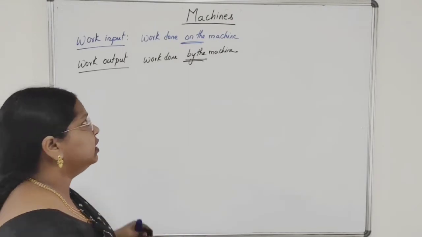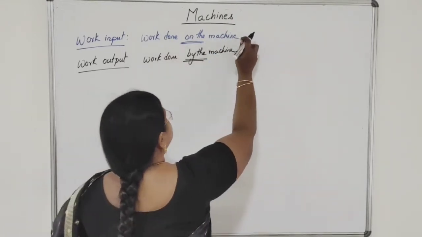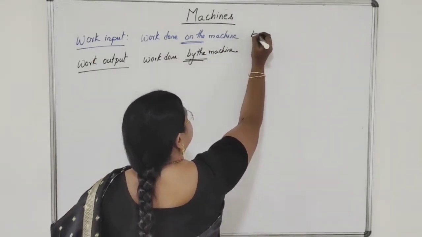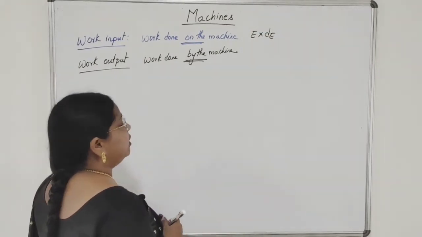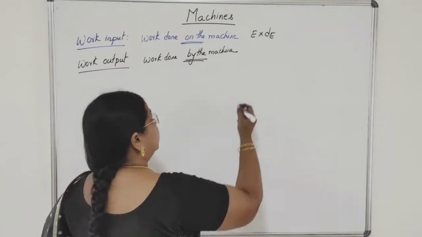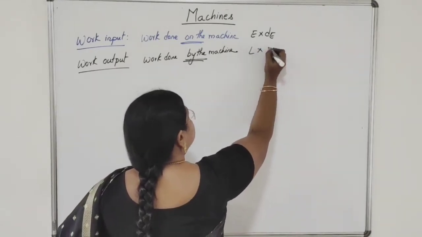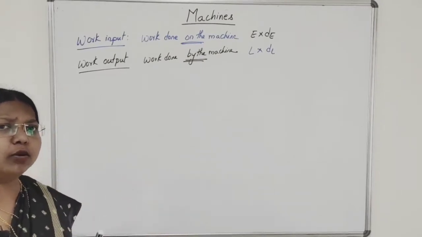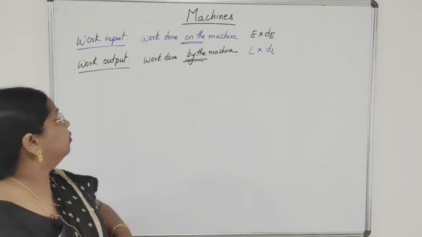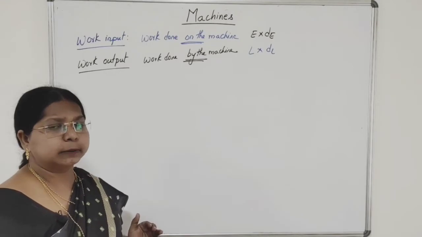So we have the formulas also. Work done on the machine, your work input, is equal to effort into displacement of effort. And work done by the machine, your work output, is equal to load into displacement of load. The machine is lifting the load or moving the load. So these are the formulas for work input and work output.